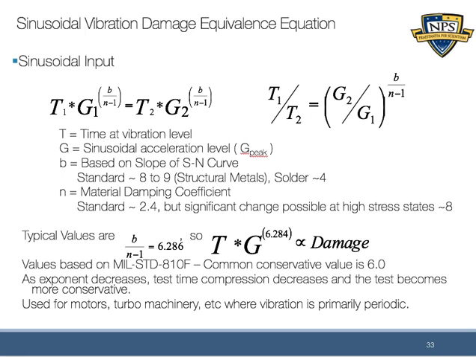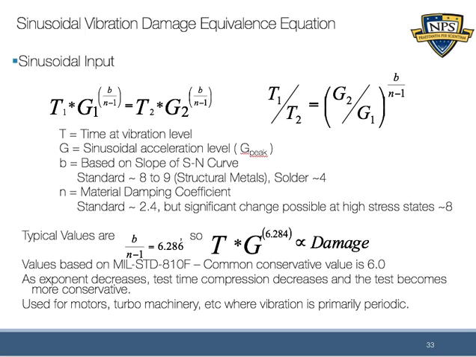And you can see that there are two different forms of the equation. You can look at it as, for example, 1 might be your field data and 2 might be your test environment, where you're trying to determine either T2 or G2. But another way to look at it is more like the Kaufman-Manson model, where it's shown as a proportion. So the variables, T is the time at the vibration level, either in the field or in the lab. G, in this case, is a sinusoidal acceleration level, or G peak. So again, it's a value for the acceleration or the vibration levels.